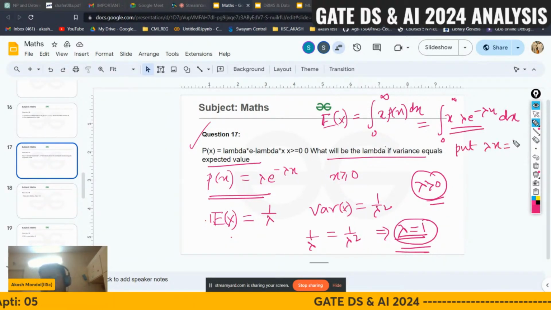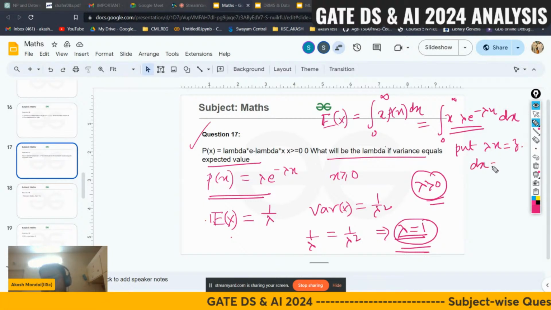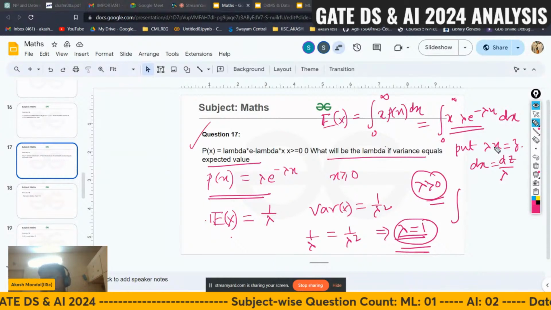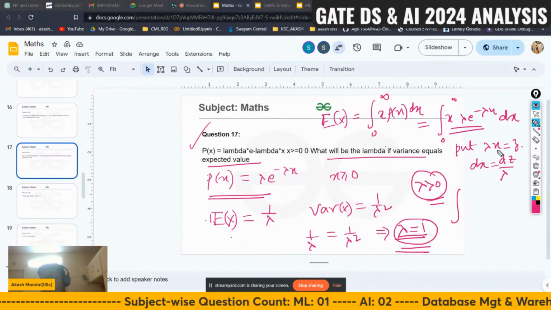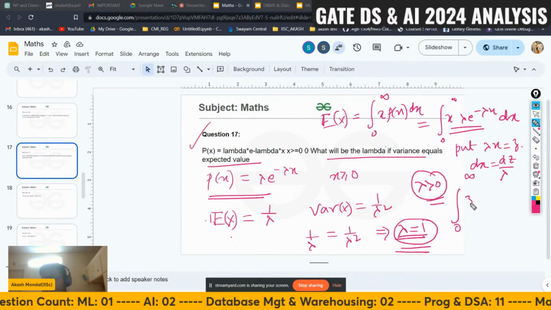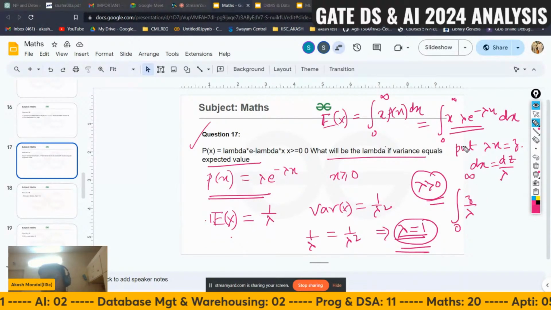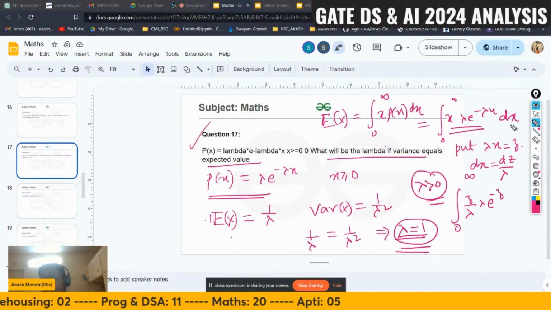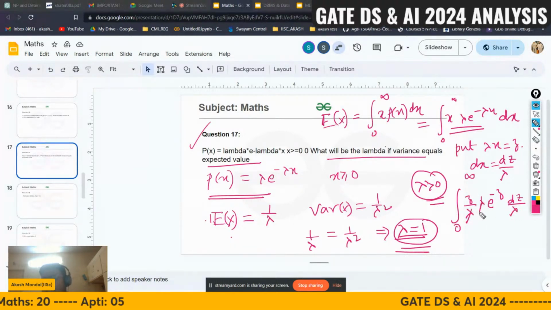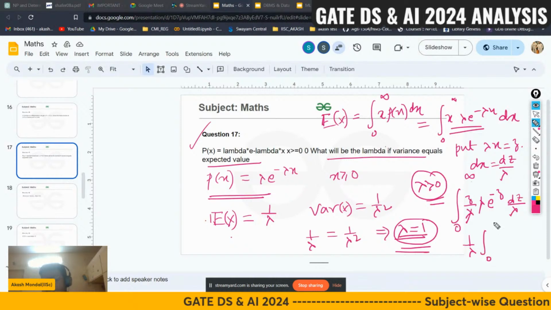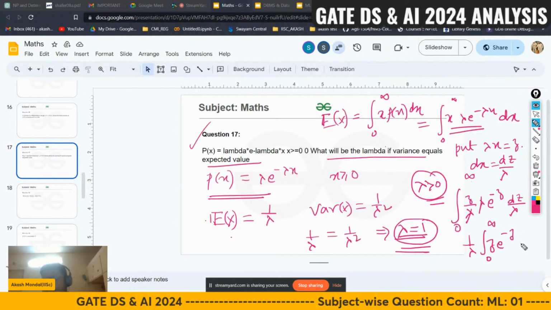So lambda x you can put equals to z. Now dx equals to dz by lambda, right? Now if you change the limits, if you put x equals to 0, you will get z equal to 0. If x tends to infinity, then z will also tend to infinity. So this is nothing but 0 to infinity. x is nothing but z by lambda, and you have again a lambda here, e power minus lambda x is nothing but e power minus z, and dx is nothing but dz by lambda. So this lambda you can cancel, so you will end up with 1 upon lambda integration 0 to infinity z e power minus z dz, right?